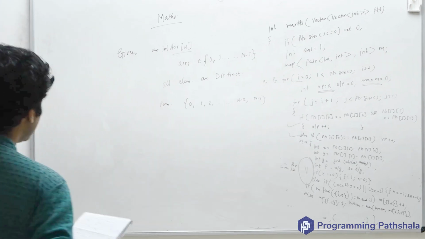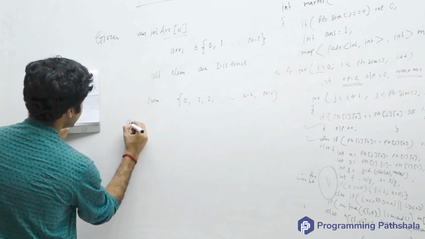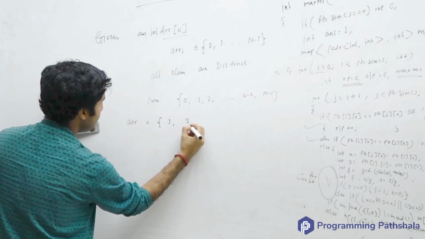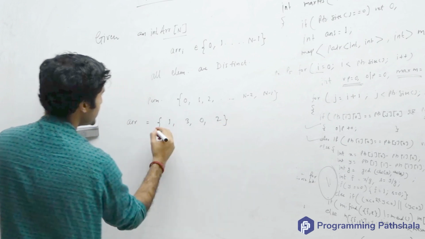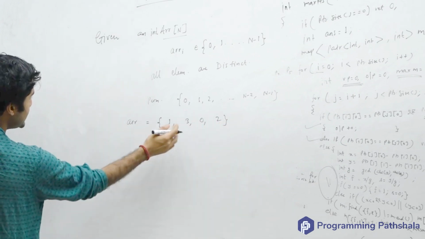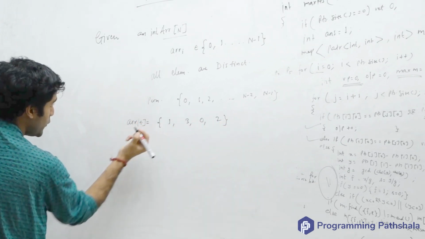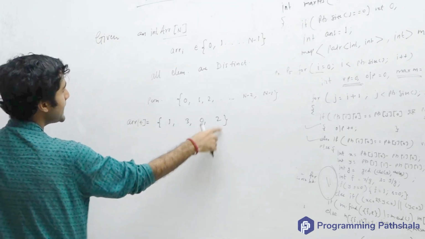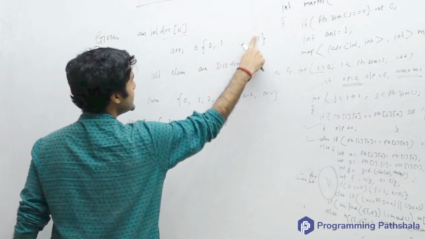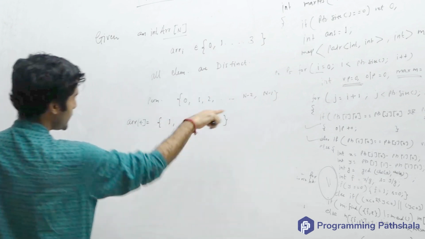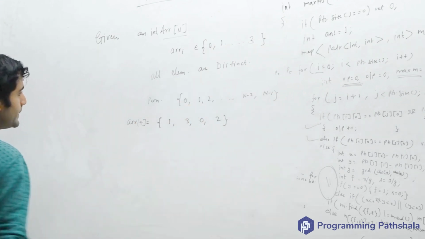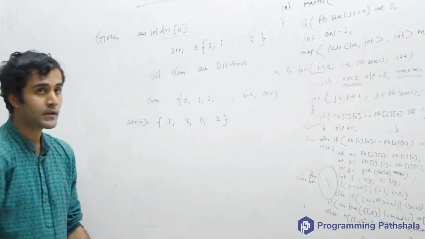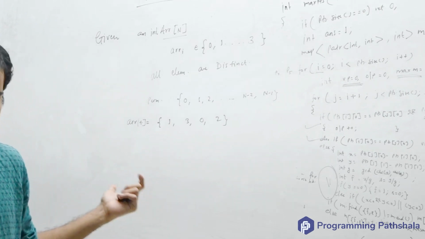Let us take an example. Let's say the array looks like 1, 3, 0, 2. This is perfectly correct because the size of my array is 4, and any element that you see will be between 0 and 4 minus 1, which is 3. All the elements are distinct. So this is nothing but a permutation of 0, 1, 2, 3. This is the kind of input that will be given to you.